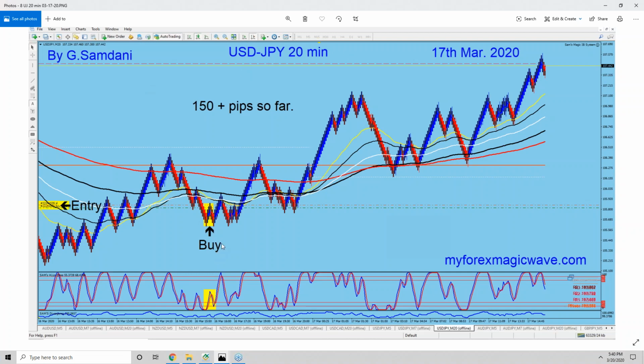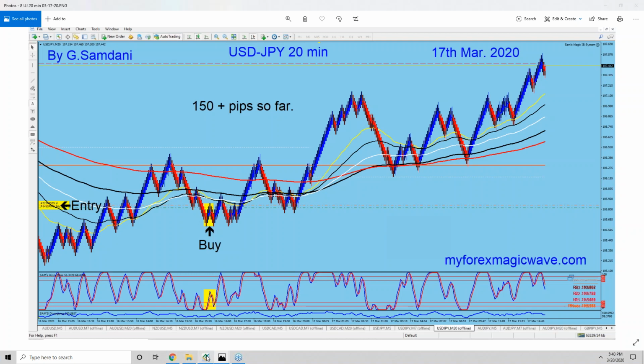So USD yen went up because of the USD strength. USD CAD went up, USD yen went up. Pound USD and Euro USD went down because of USD strength. So very nice entry here. It is an early entry. The entry is supposed to be above this, when the yellow goes above the black. But since I knew what was happening, that's what I did.